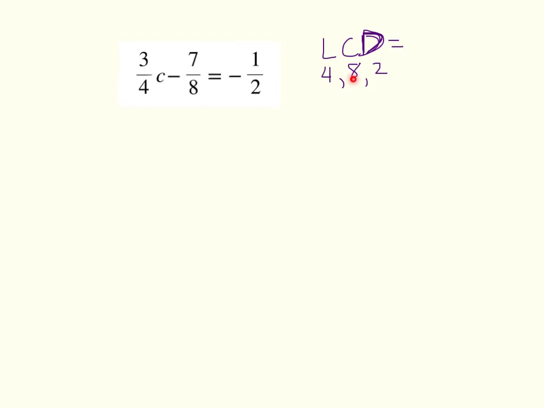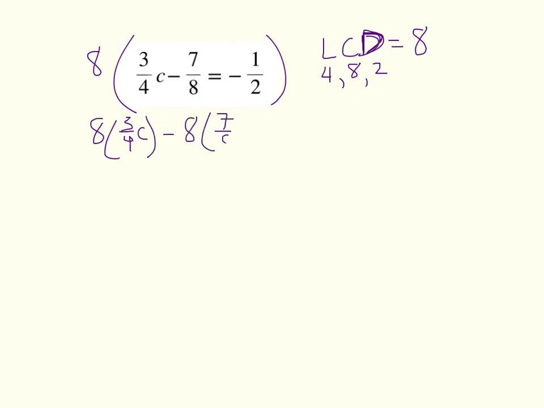Look at your other two numbers. Does 4 go into 8? Yes, it does. Does 2 go into 8? Yes, it does. If you've answered yes to both questions, that biggest number is your least common denominator. And that's what you're going to multiply by. You're going to multiply this entire equation by 8. So that's 8 times 3/4 c minus 8 times 7/8 equals 8 times -1/2.